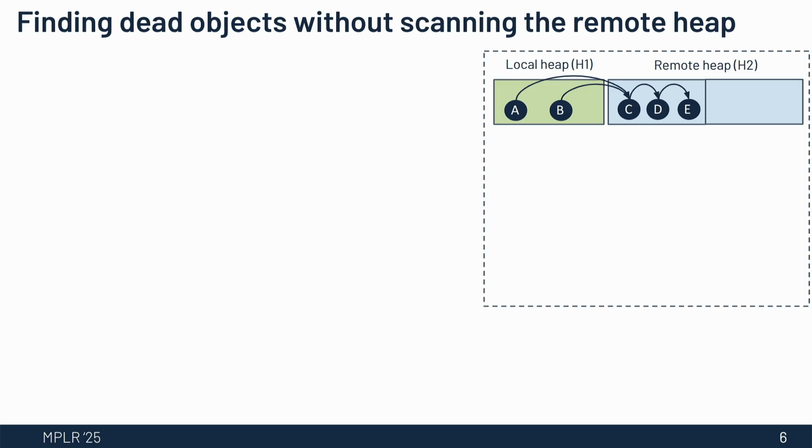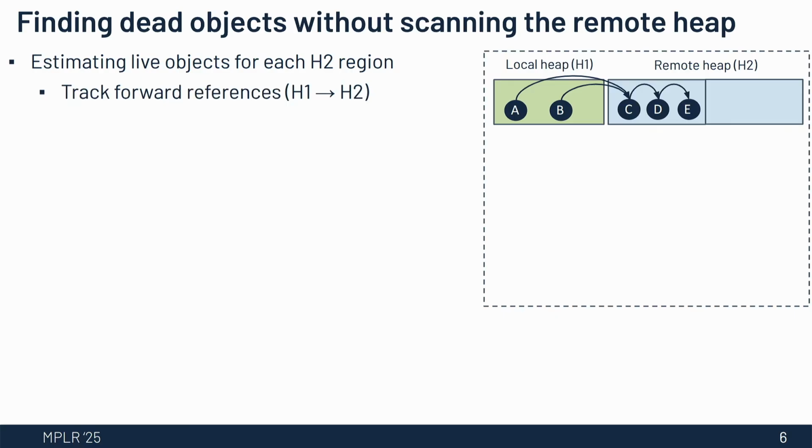The first challenge of our design is to find dead objects without scanning the remote heap. For this purpose, we have to estimate the live objects for each H2 region. To do this, we track the forward references from the first heap to the second heap, shown with the red arrows. We also need to track changes in the object references inside the regions. For example, an update of an object reference indicates the creation of garbage.